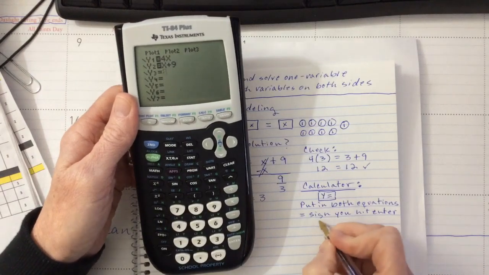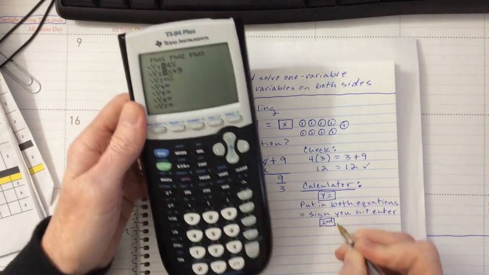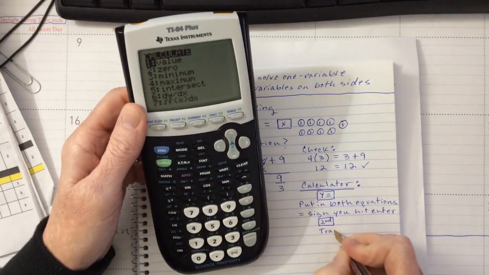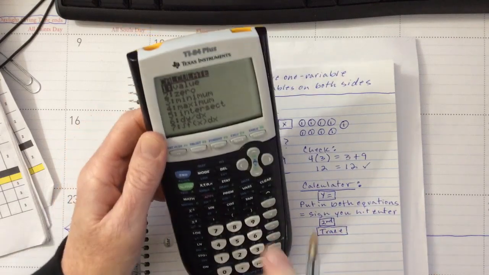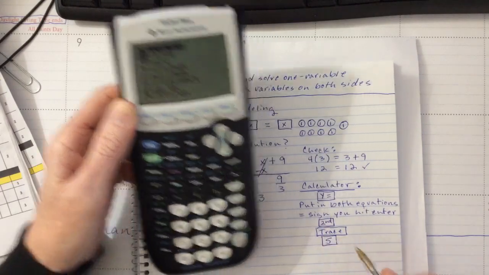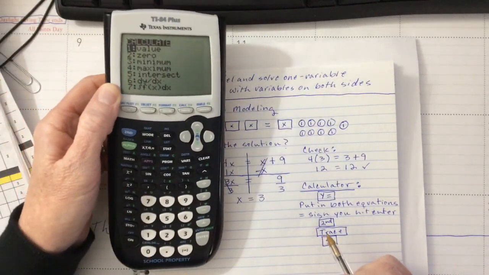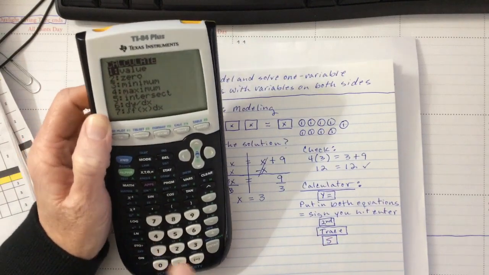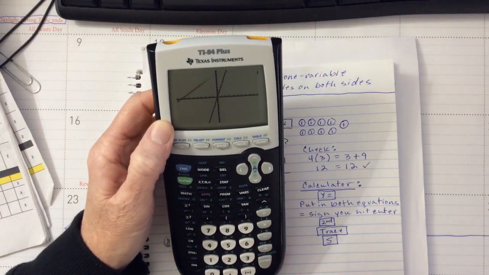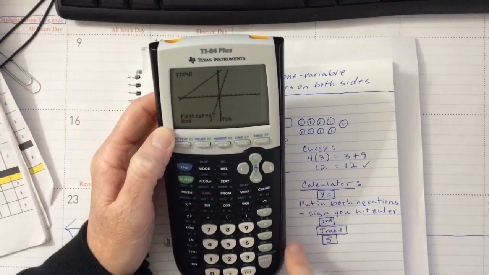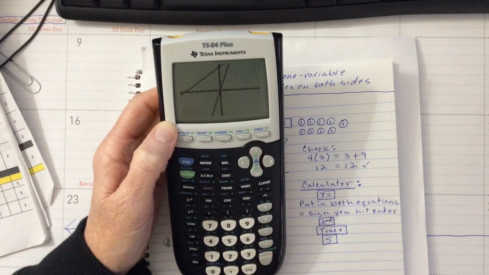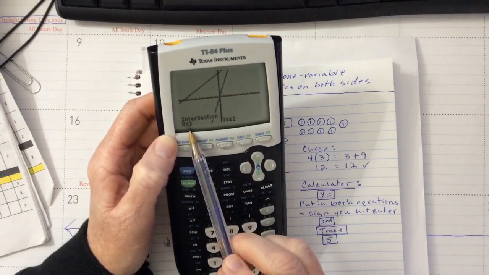Then you're going to hit second. You're going to hit trace. And then you're going to hit the number 5 because we want the intersect. Because you, in essence, are solving systems of equations. Okay? So we're going to hit 5. Here come our lines. Those are the 2 lines of the equations. And now we're going to hit enter, enter, enter. And we know x is 3.